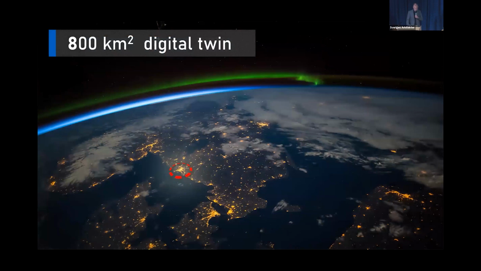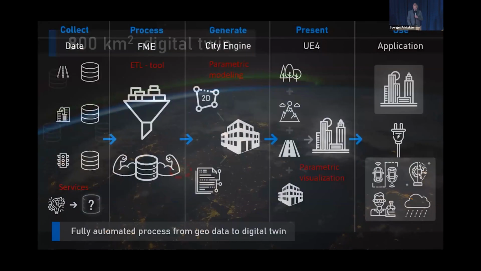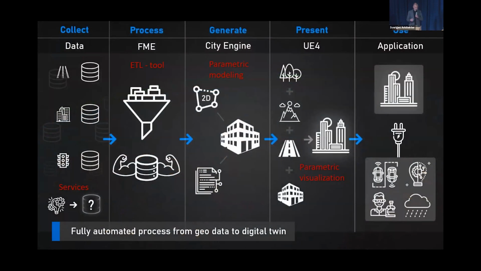The digital twin that we're building is approximately 800 square kilometers. So it's a big model. And we use the data that we already have within the city and use these tools to transform it to a 3D model that we can use in different applications.